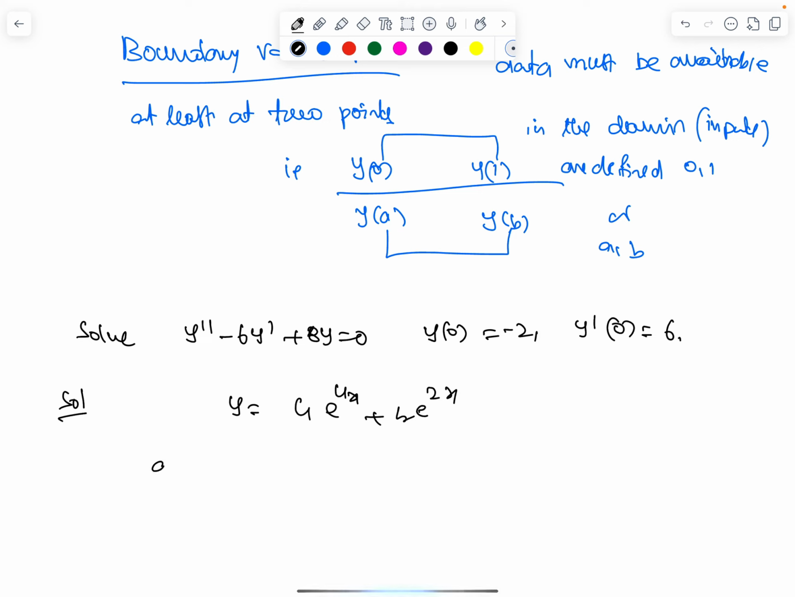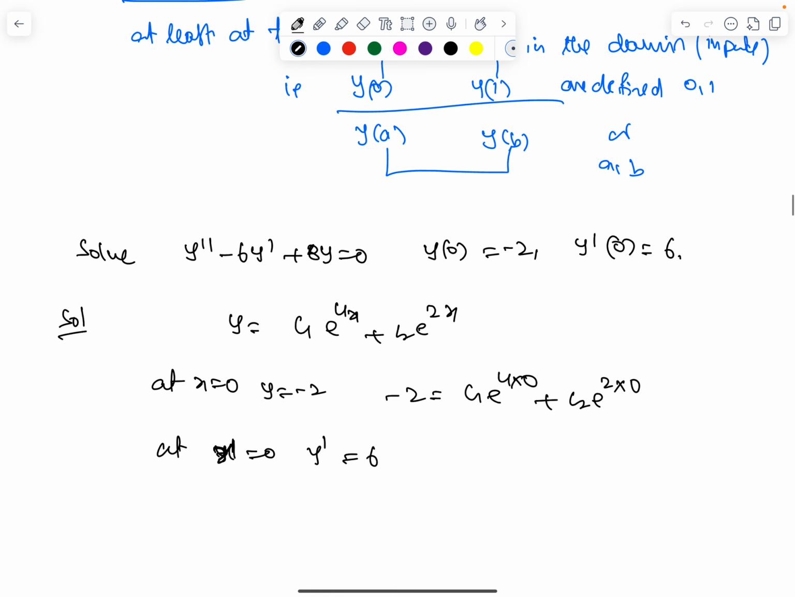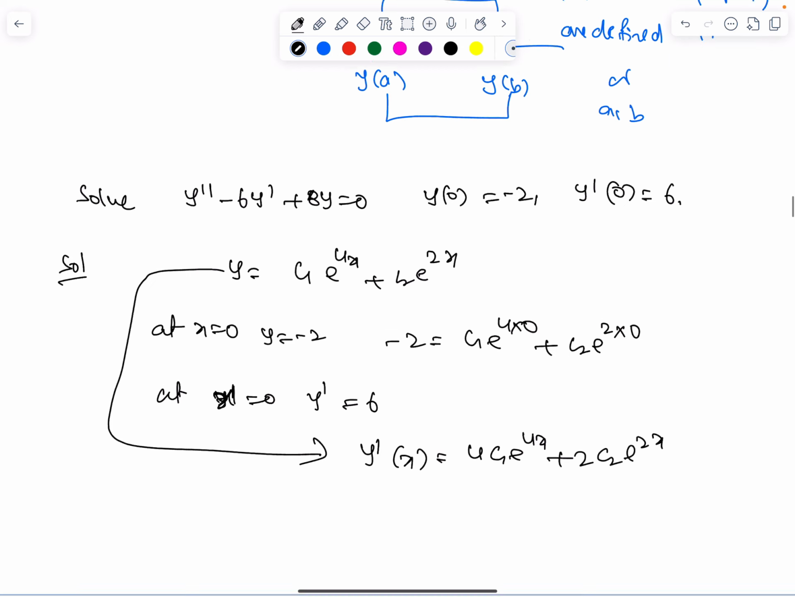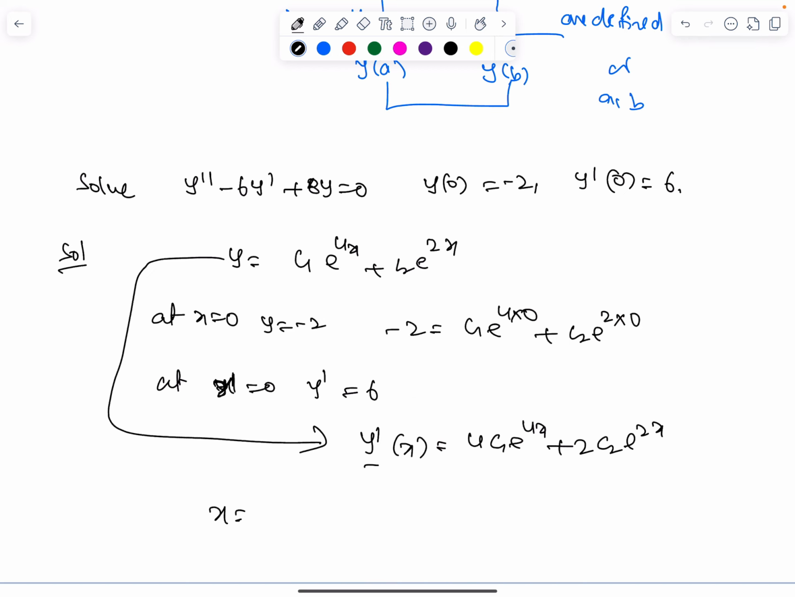So, now at x equal to 0, the y value is minus 2. Therefore, minus 2 is equal to c1 e power 4 into 0 plus c2 e power 2 into 0. At x equal to 0, y prime must be 6, but I have only the y value. Therefore, I am applying y prime of x is equal to 4c1 e power 4x plus 2c2 e power 2x. Now, I have the y derivative.